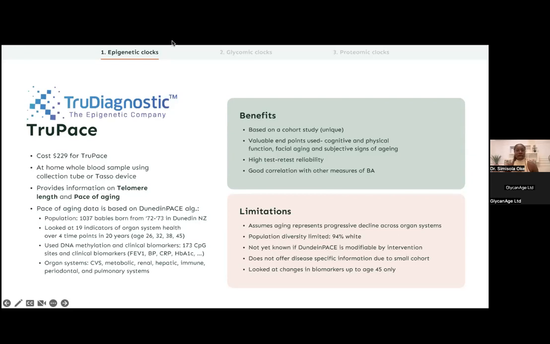And then finally, as I mentioned, they only looked at the biomarkers up to the age of 45, but we know that your pace of aging and the way you age changes as you age. So there's even more scope to do further research to understand how people age beyond that. And yes, they use a mathematical model, but we've already discussed some of the limitations of doing that kind of research.